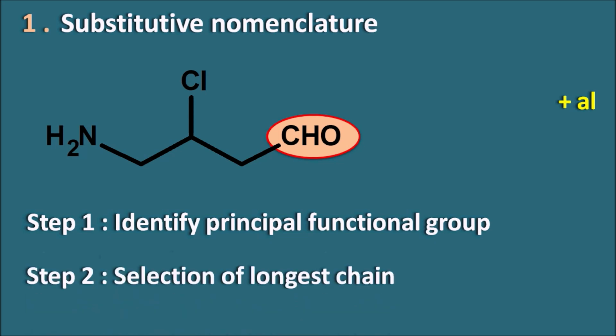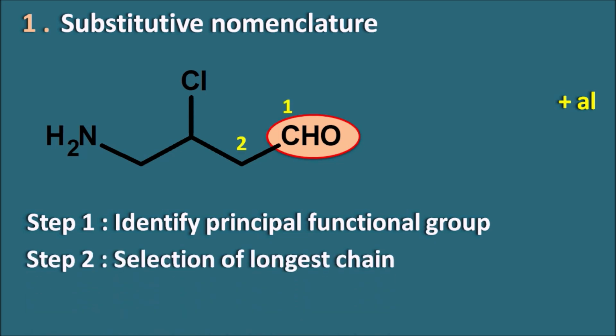And the second step is the selection of the longest chain. So here only one longest chain is there. We can count here 1, 2, 3, 4. It's a 4-carbon principal chain. Because it has 4 carbons, we can select the root name as but. And since it is saturated, there is no unsaturation in this chain, so we can add another term, ane. But here in the ane, the E is replaced by the main suffix -al.